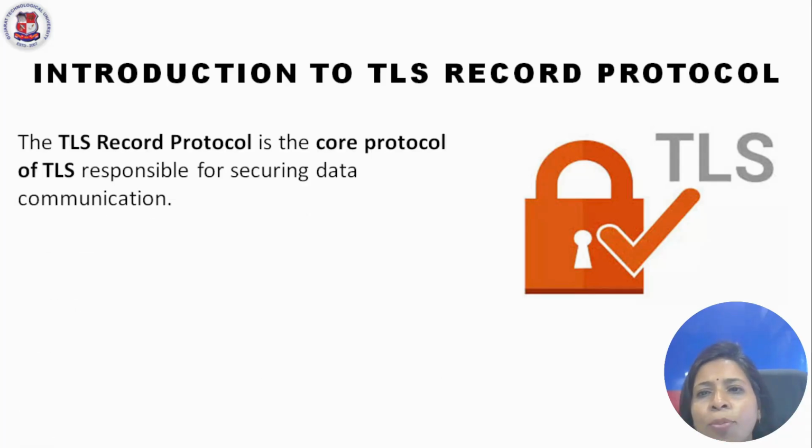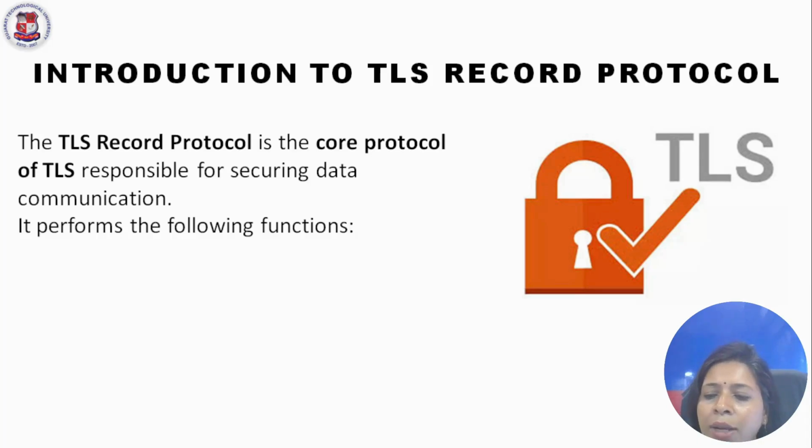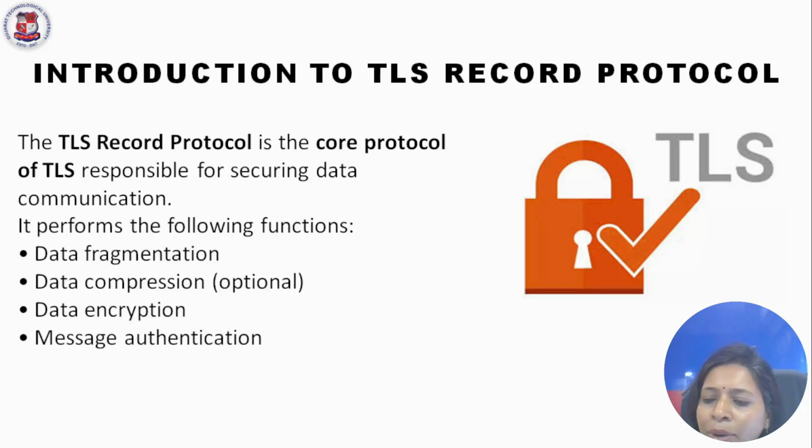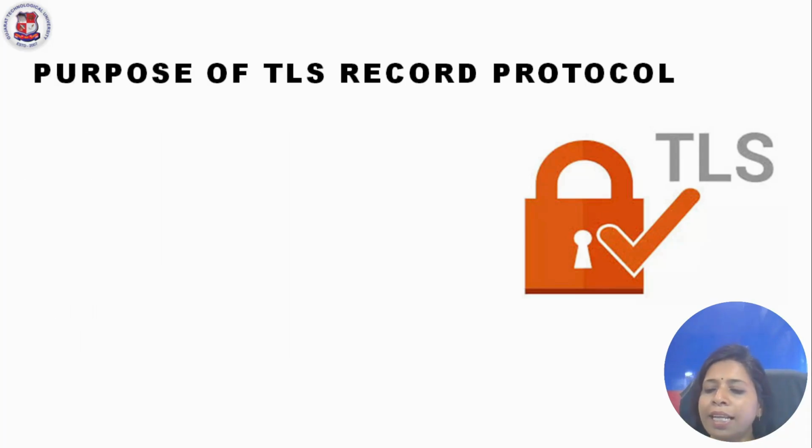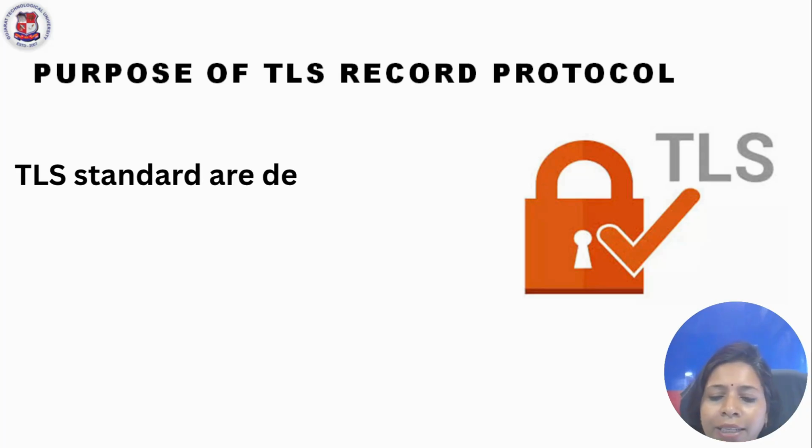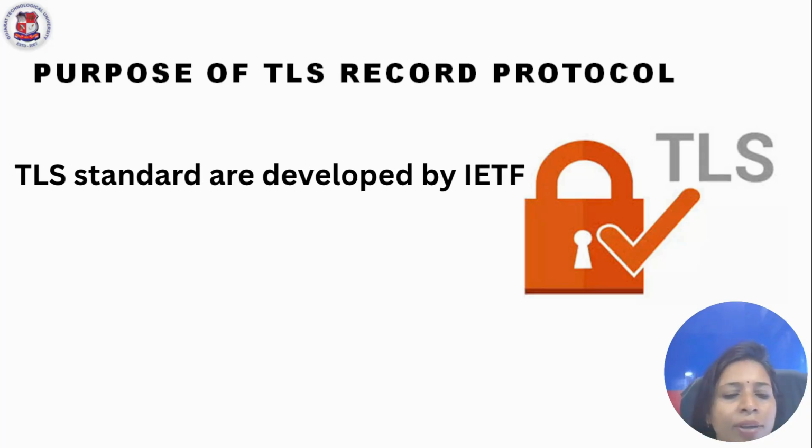The TLS record protocol is the core protocol of the TLS architecture, responsible for securing data communication between systems. It performs several important functions such as data fragmentation, data compression, which is optional, data encryption, and message authentication. These operations ensure that the data transmitted over the network remains secure, confidential, and protected from tampering. The TLS standards are developed by the IETF, which we already discussed in the previous video.